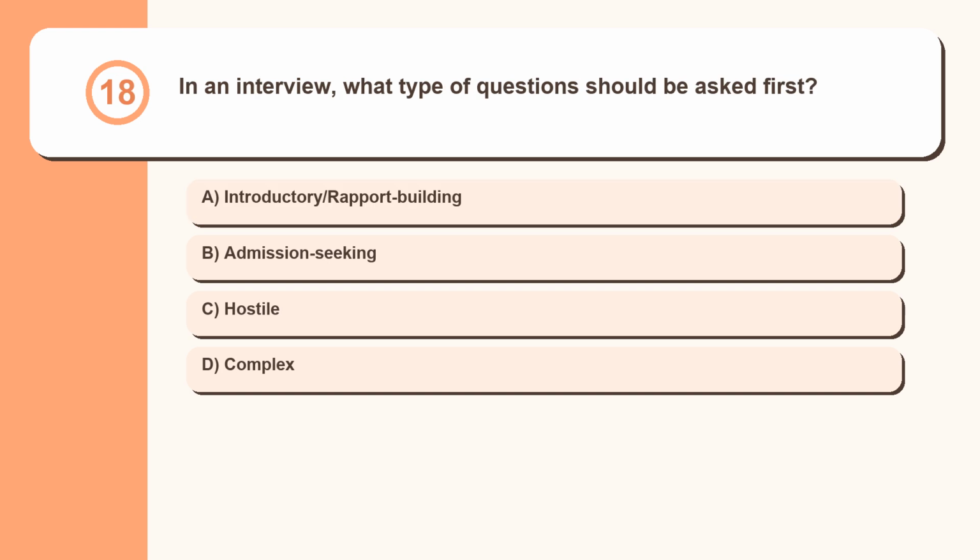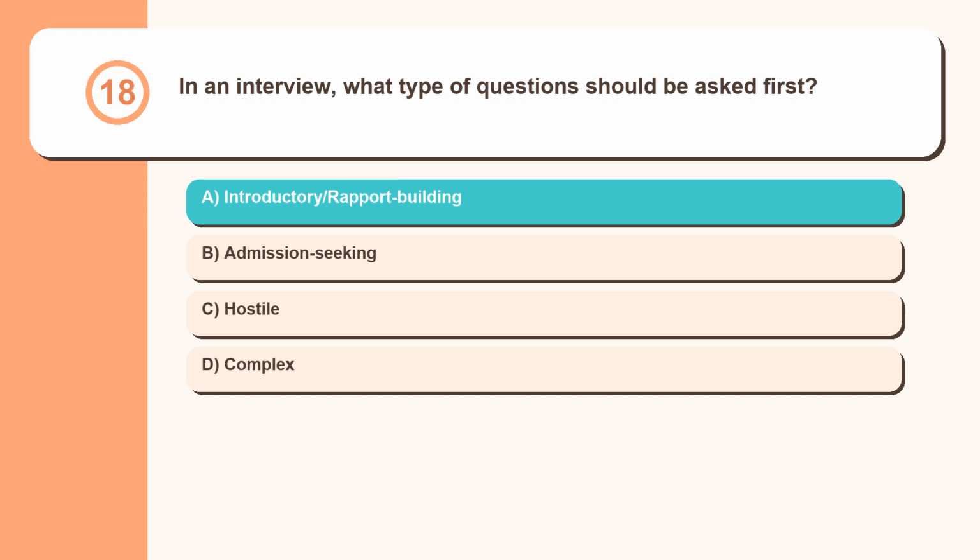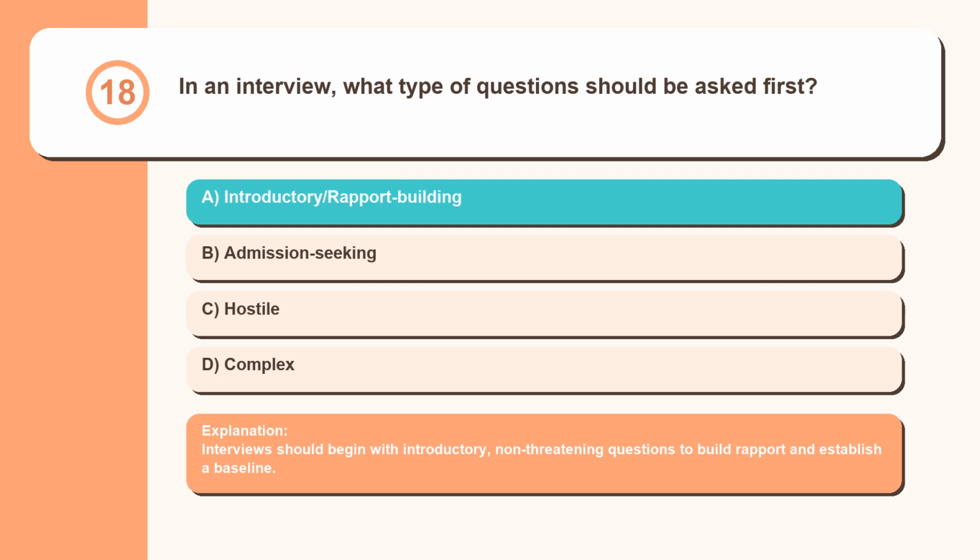Question 18. In an interview, what type of questions should be asked first? Introductory or rapport building, admission seeking, hostile, complex. Interviews should begin with introductory, non-threatening questions to build rapport and establish a baseline.